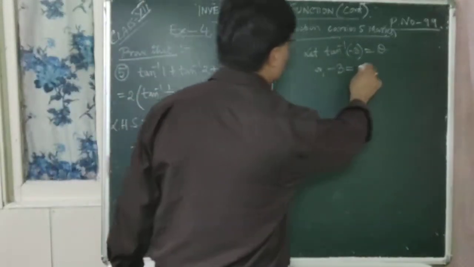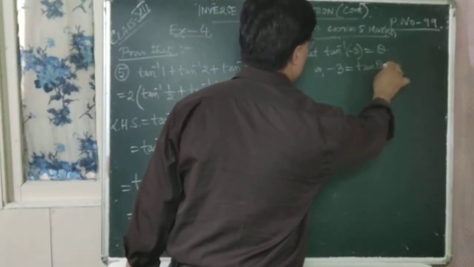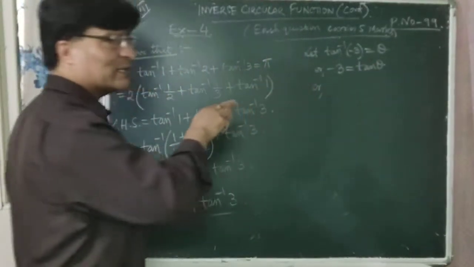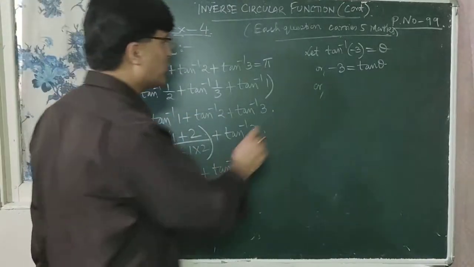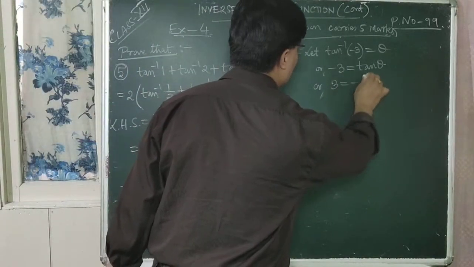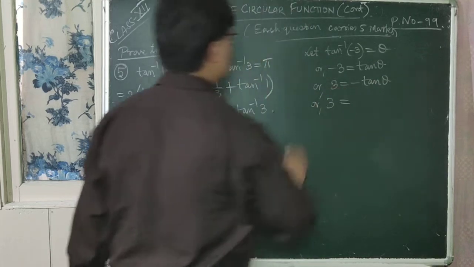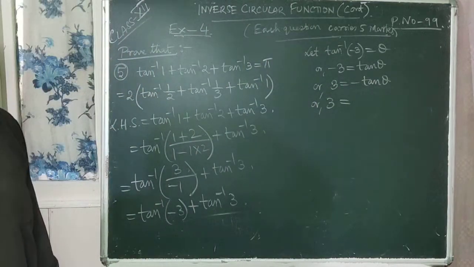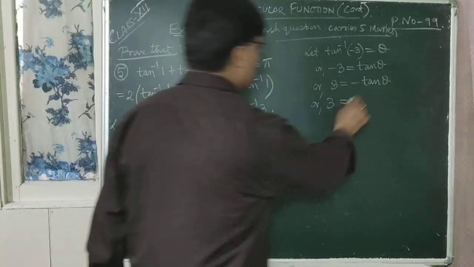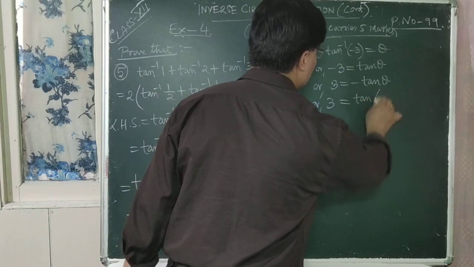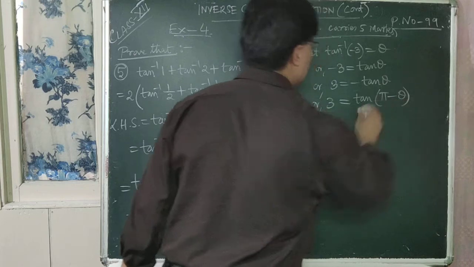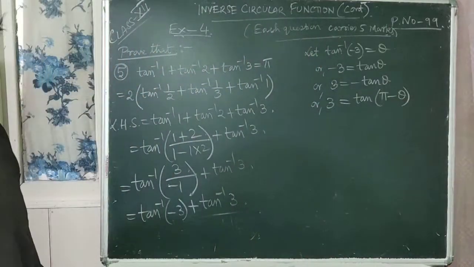So what does it become? It is tan theta, right? Again, only the minus sign, take it to the right hand side. So it is 3 is equal to minus tan theta. Or 3 is equal to, so what will you write for minus tan theta? It is tan of pi minus theta. Is it clear now?